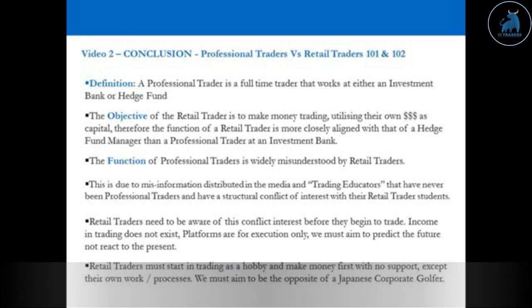Why does it occur? It occurs because of misinformation. The misinformation stems really from the conflict of interest that occurs in the industry. Professional traders need liquidity on the other side. So what happens? Well, you need 99% of the population to be sheep for that to happen.